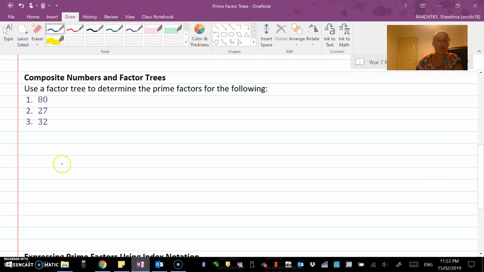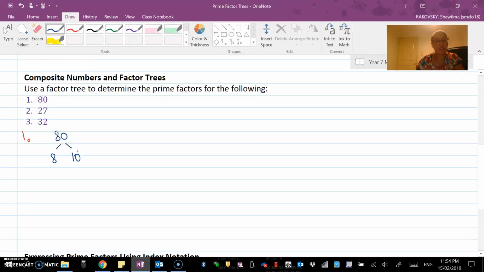Just changing my pen to red here. So the first one we're going to do, I'm just going to put here and back to blue. Okay, so 80 is our number we're going to start off with, and I'm just going to write it up here. I'm going to think of any factor pair that I know 80 can be divided by. So I'm going to start with the easy one, 8 and 10.